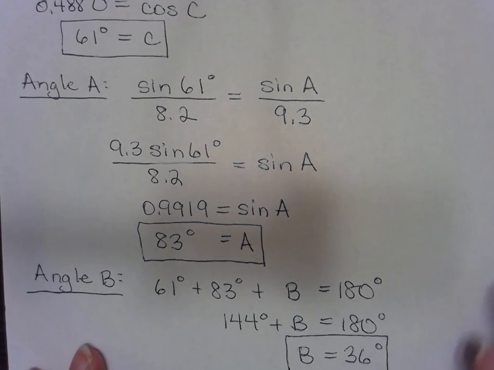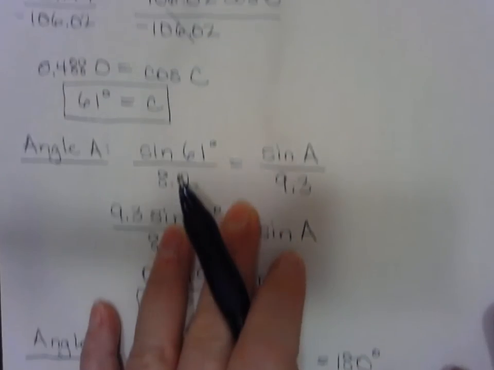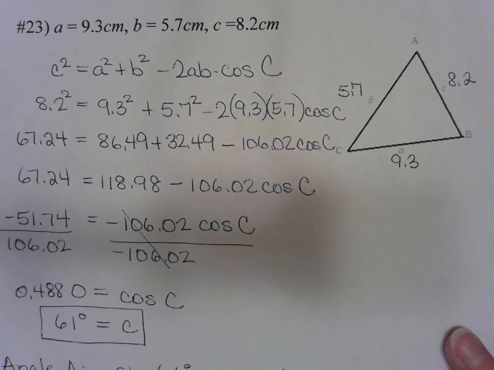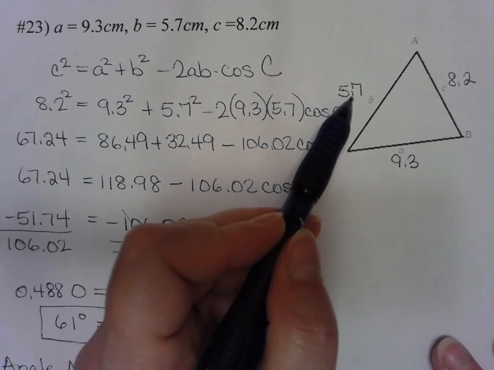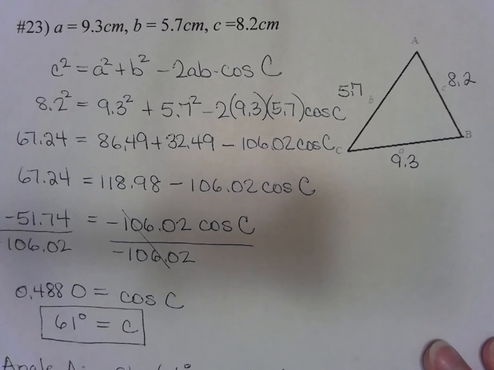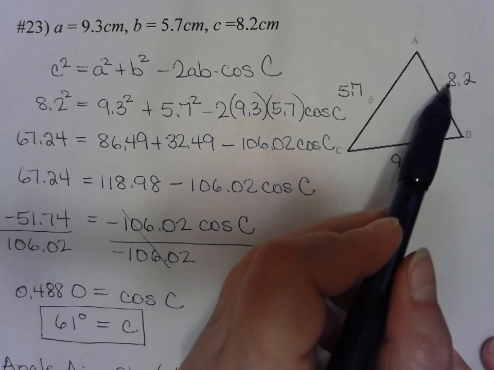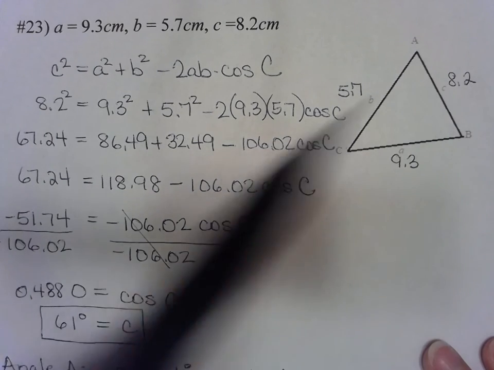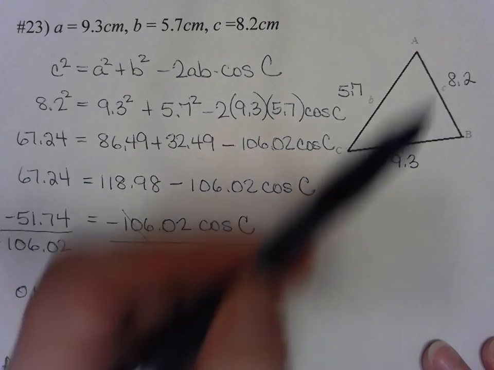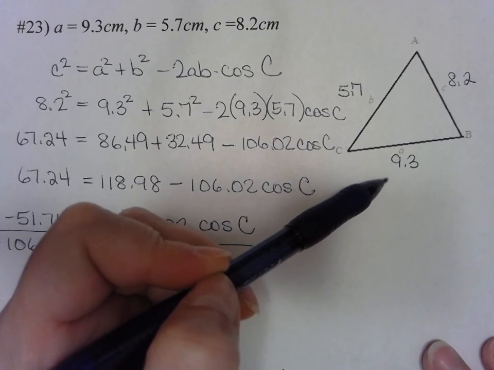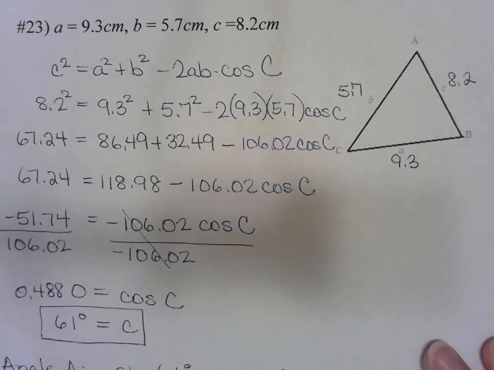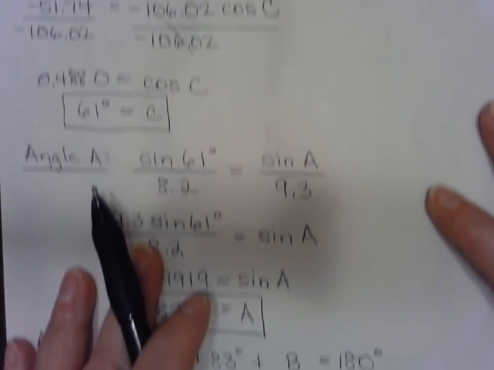Okay, wouldn't be a bad idea to check, right? B is the smallest angle. Is side B the smallest side? Yes, that's good. The next biggest would be angle C. And the next biggest side is side C. And then the largest angle is angle A. And the longest side is side A. So I think we did good.